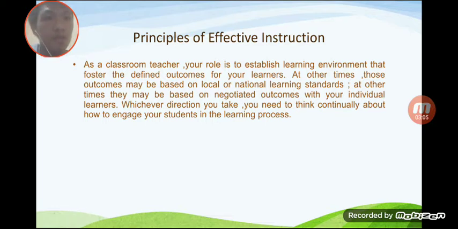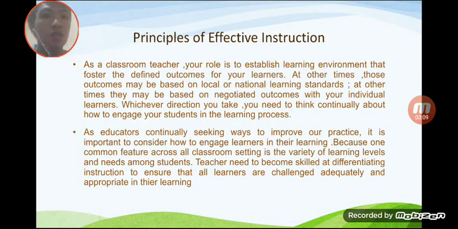So, next, as educators continually seeking ways to improve our practice, it is important to consider how to engage learners in their learning, because one common feature across all classroom settings is the variety of learning levels and needs among students. Teachers need to become skilled at differentiating instruction to ensure that all learners are challenged adequately and appropriately in their learning.